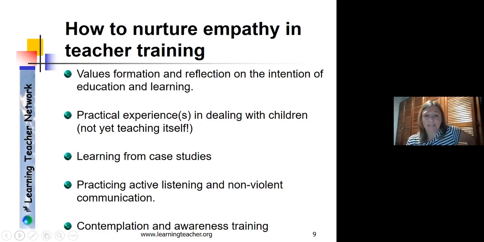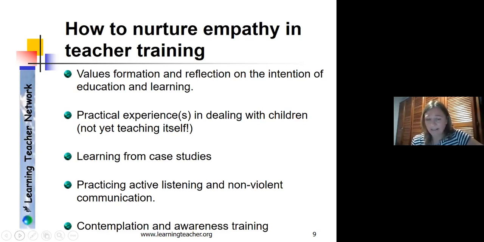To train this, and I'm nearly coming to the end, for teachers, I think it's really, really important that teachers are prepared in this way. Value formation and reflection on the intention of education and learning, of course, some basic sources, because it's nothing so new in education, but also practical experience in dealing with children, because children have other ways to express their emotions, their thinking, and they are so often stuck in an adult world. So it's not so easy for children and youngsters to be understood by adults. And I think this is something we could foster in teacher training.